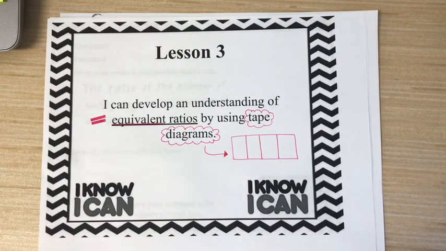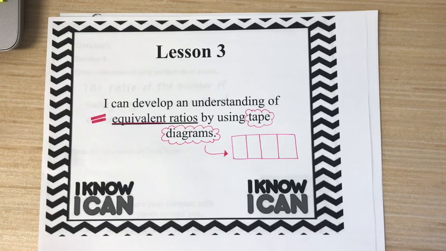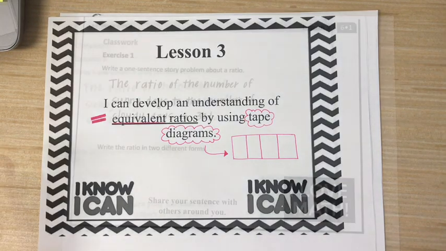Lesson 3 of Module 1, our content goal: I can develop an understanding of equivalent ratios by using tape diagrams. We remember that the word equivalent means equal. And a tape diagram, this kind of keeps cycling back in Eureka Math. If you remember, it's a bunch of boxes connected something like this. Let's go ahead and get started.